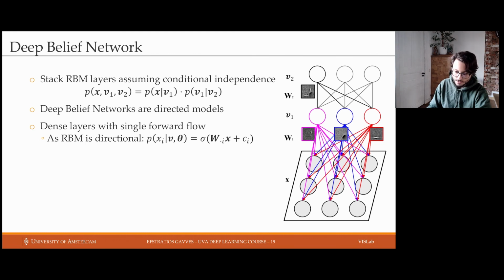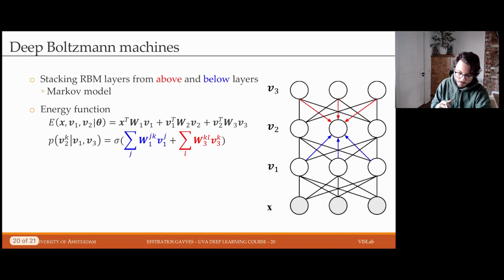Following up on restricted Boltzmann machines, one can stack RBMs, assuming conditional dependence between layers, and then obtain deep belief networks, which are directed models. And if stacking the RBM layers is done such that there is no direction, so there are connections from above and from below, effectively comprising a Markov model, then we arrive at deep Boltzmann machines. So we see here connections from both above and below.